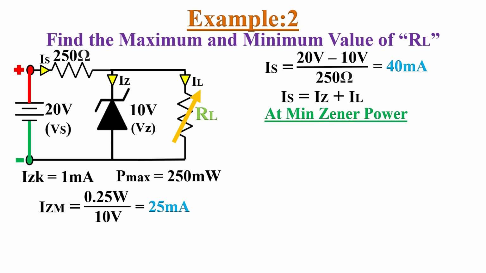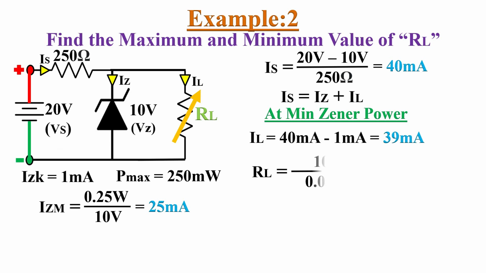Now we will look at the minimum Zener power case. Then current across load resistor IL equals source current of 40 milliamperes minus minimum Zener current of 1 milliampere. That gives 39 milliamperes of load current. In order to have 39 milliamperes of load current and 10 volts Zener voltage across this load resistor, the RL value equals 10 volts divided by 39 milliamperes.